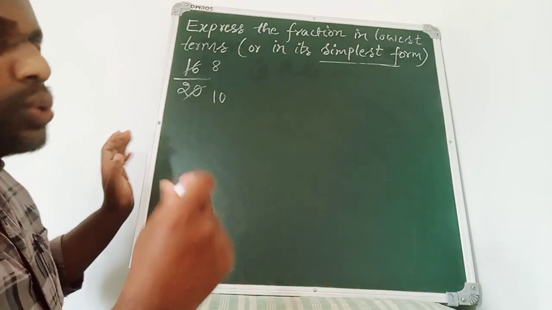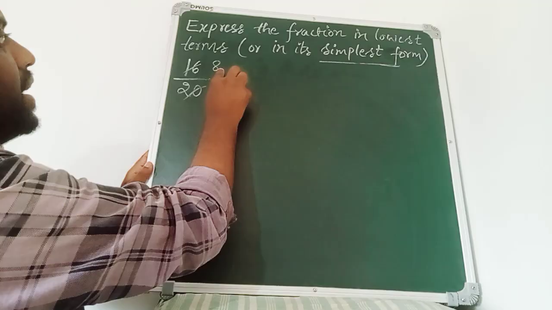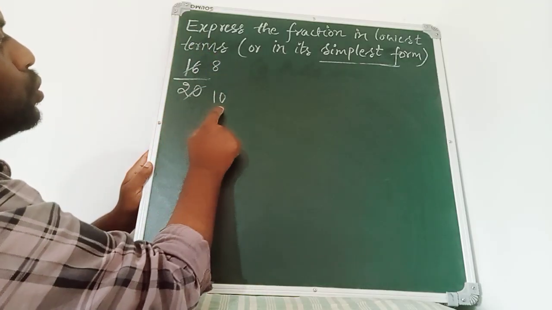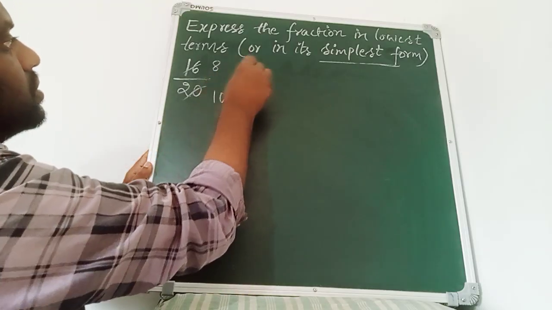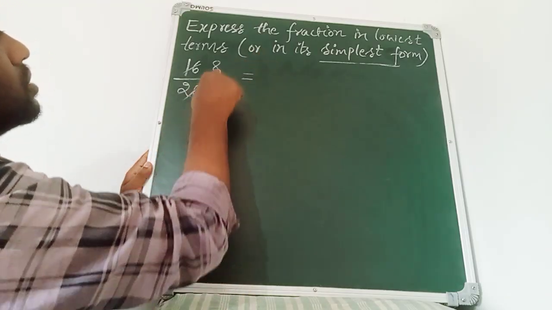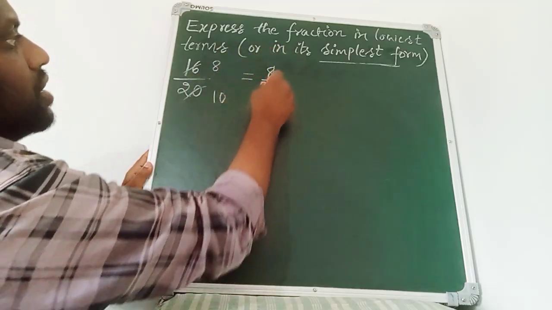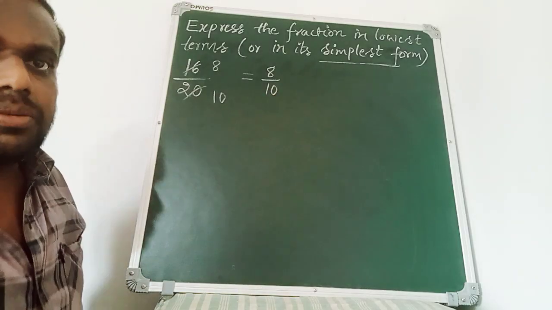So I have taken 2 and divided 16. 2 eights are 16, so we get 8. Next, 2 tens are 20, so we get 10. So this is equal to 8 by 10. Now, the next step.